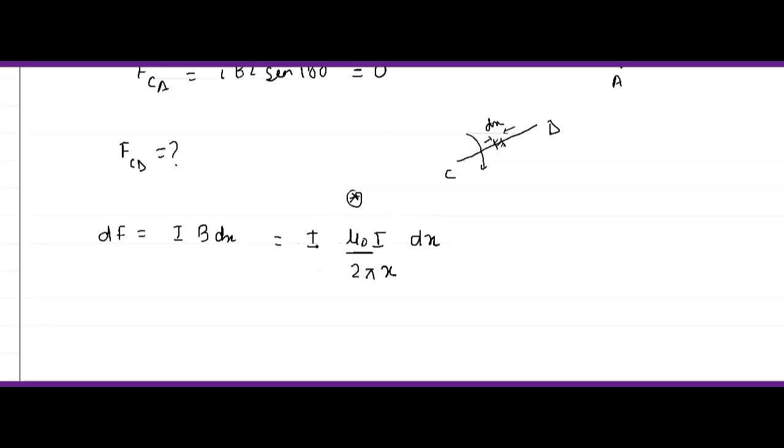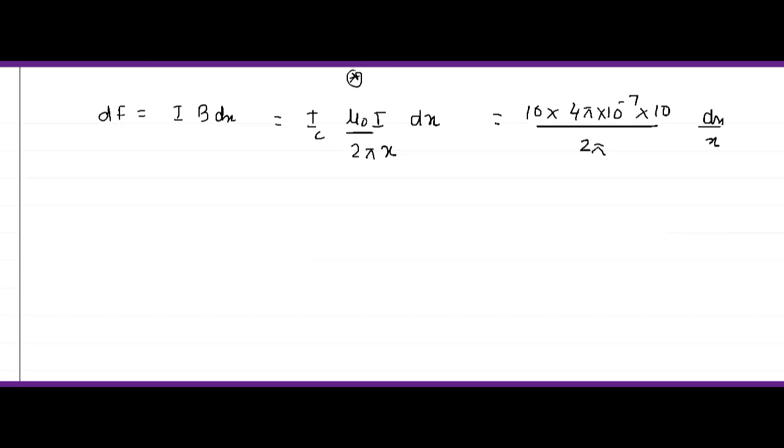Now this is the wire of the circuit, and this is the wire at the center. This is the current in the circuit, and this is the current at the center. The value of I C is given as 10. Mu naught is 4 pi into 10 to the power minus 7. The current I at the center is given as 10 divided by 2 pi, and then dx divided by x. This is the part we need to find. We need to find the value of force, so we need to integrate this.